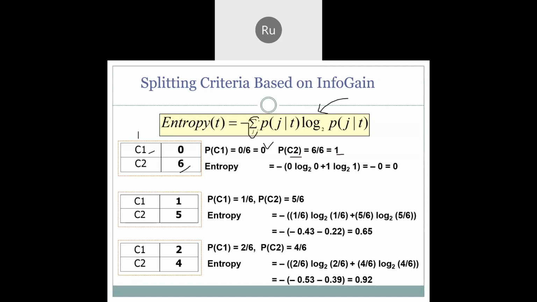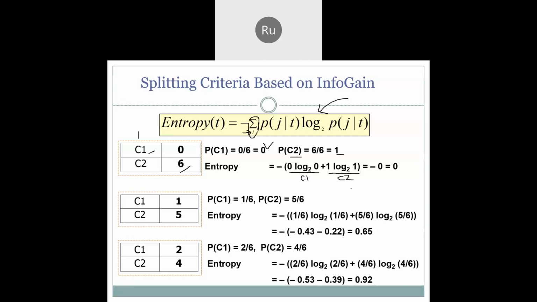So when we plug in the entropy here, looking at this formula, this is the summation of the entropy for all the classes that we have. So J here refers to the number of classes. So in this example, we have two classes. So this is the first one, this is class number 1, and this is class number 2.